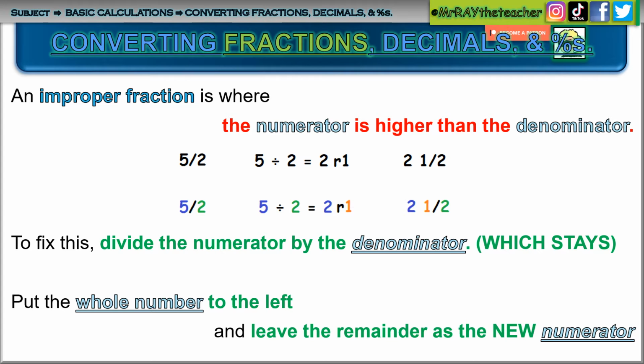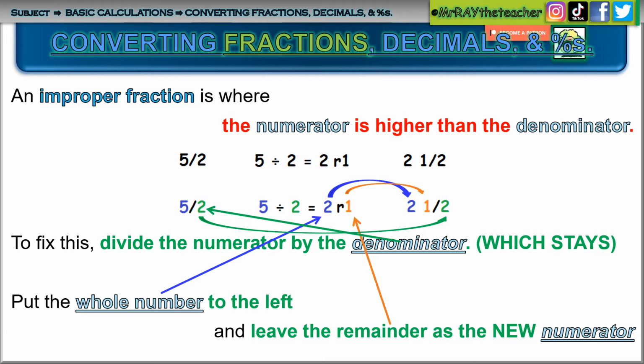So 5/2 is 5 divided by 2, which equals 2 remainder 1. And we just pop that remainder as the new numerator and leave the 2 on the side. So whole number goes there, remainder goes there, and your denominator stays there. Simple. There's your answer. Don't forget to circle it, because if you do make mistakes, at least we can see where you went wrong, or we can see if you can do the process or the operation properly or not. Working out, really important.